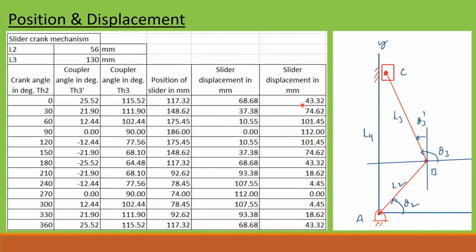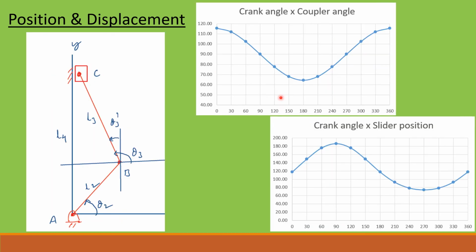In the next slides, let us discuss graphs. Here in this graph, we have plotted crank angle versus coupler angle. Crank angle on the horizontal axis 0 to 360, coupler angle is on the vertical axis. At 0 degrees as well as at 360 degrees, we can see the coupler angle is maximum, and at 180 degrees of the crank, it is a minimum.